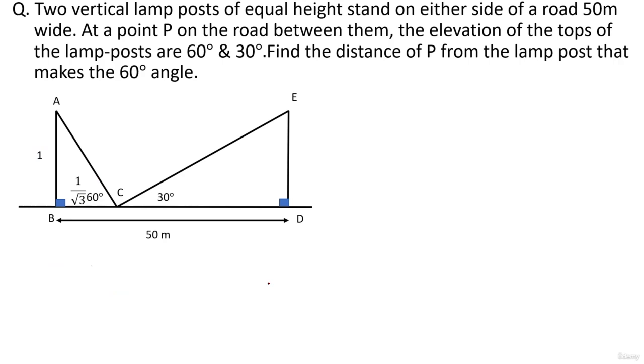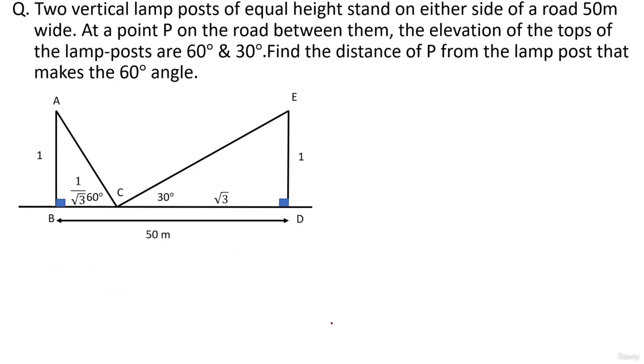In the same way, I know that the value of ED or DE is 1. And in triangle CDE, tan 30 will be equal to DE, which is 1, divided by DC, or the value of DC will be 1 by tan 30. Tan 30 we know is 1 by root 3. So what is 1 upon 1 by root 3? It's simply root 3. So from here we get the value of DC, which is root 3.